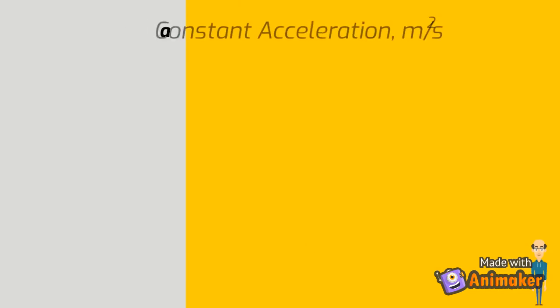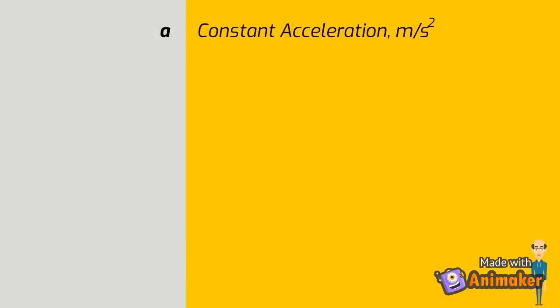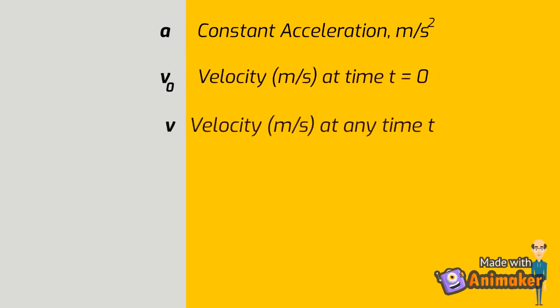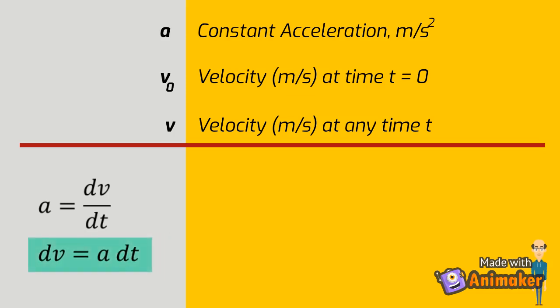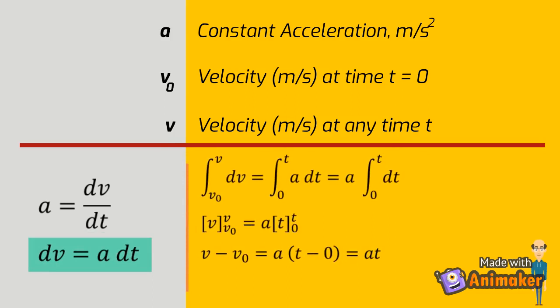Let's say that value of acceleration is a with an appropriate unit like meter per second square. Let's also say that the velocity is v0 at time t equal to 0 and v at a certain later time t. So a equals dv by dt, and from that we can say that dv equals a dt. If we integrate both sides of this equation over the time interval 0 to t, we can derive, as shown, that v is equal to v0 plus at.